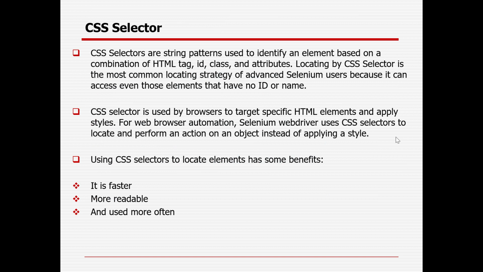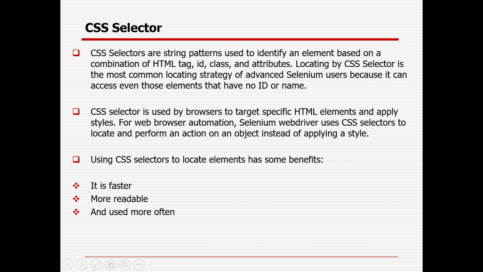But CSS is simpler, and there is another option called ends-with also available in CSS along with starts-with, but ends-with is not available in Xpath. So in Xpath only contains or starts-with is available, but CSS has contains, ends-with and starts-with. CSS selectors are string patterns used to identify elements based on a combination of HTML tag, ID, class and attribute. Locating by CSS selector is the most common locating strategy of advanced Selenium users because it can access even those elements that do not have any ID name.